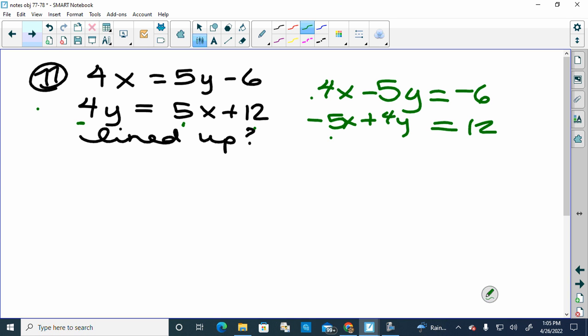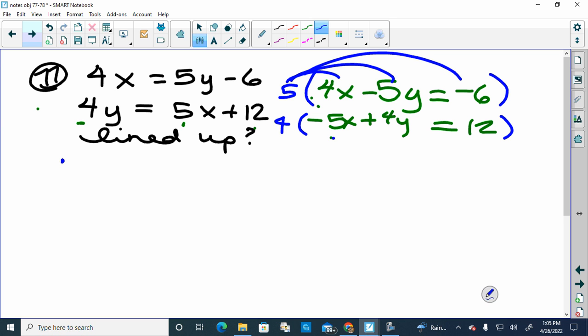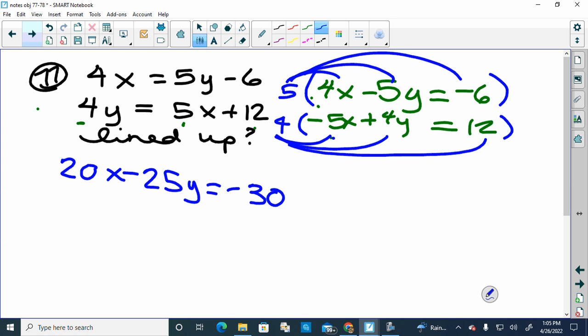20. So to make this one 20, I would have to multiply the whole thing by 5. Okay, to make this one 20, I'd have to multiply the whole thing by 4. Okay, so we're going to rewrite our equations. So we distribute, rewrite them, and then distribute. So I'd have 20x minus 25y equals a negative 30. Okay, now distribute that one. Okay, so a negative 20x, and then positive 16y equals 48.